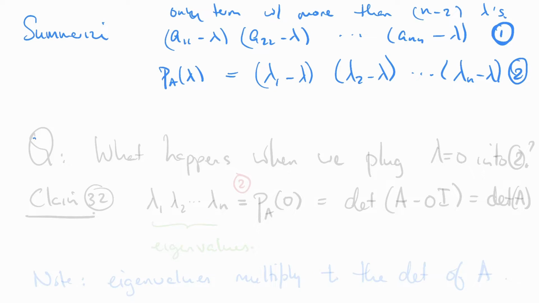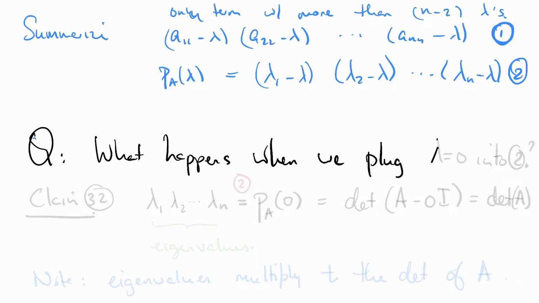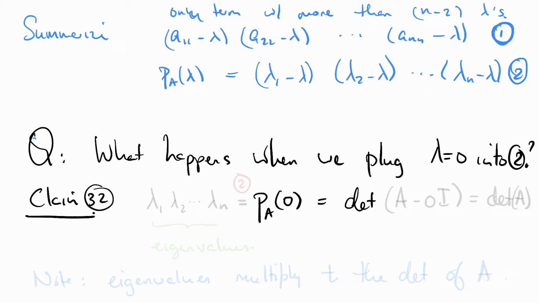Question: what happens when we plug lambda equal to 0 into 2? What we get is claim 32. All right, so we've got this polynomial where we plug in 0 for lambda. This is by definition the determinant of A minus lambda I, which is, in this case, A minus 0I, which is the determinant of A.